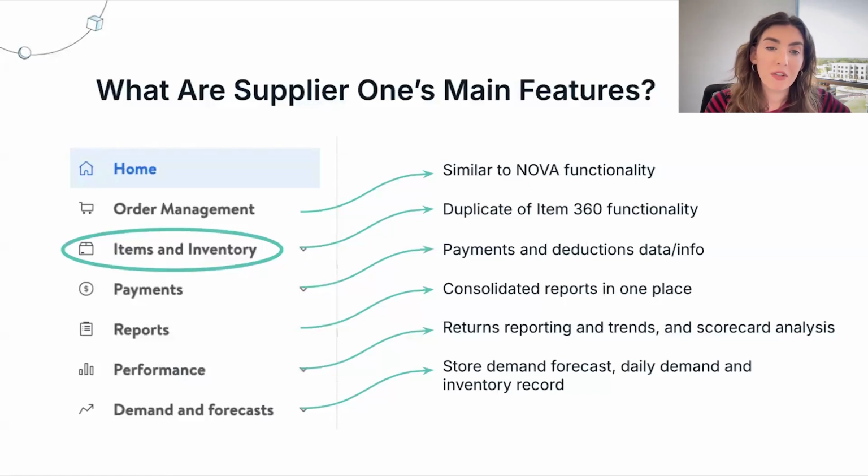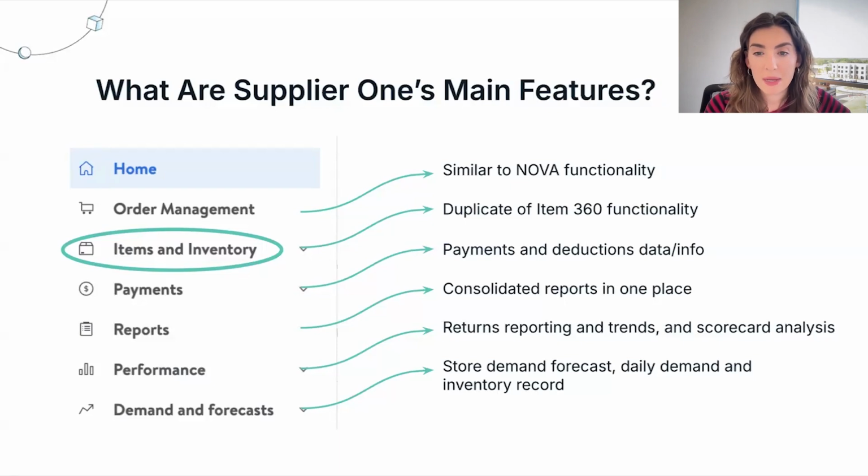And then items and inventory is the second feature within Supplier One. And from the use cases that we've seen or talked to other suppliers, it is essentially a duplicate of Item 360 functionality. It feels very similar. There may be some changes in the web design or the UX, but ultimately it feels very similar.